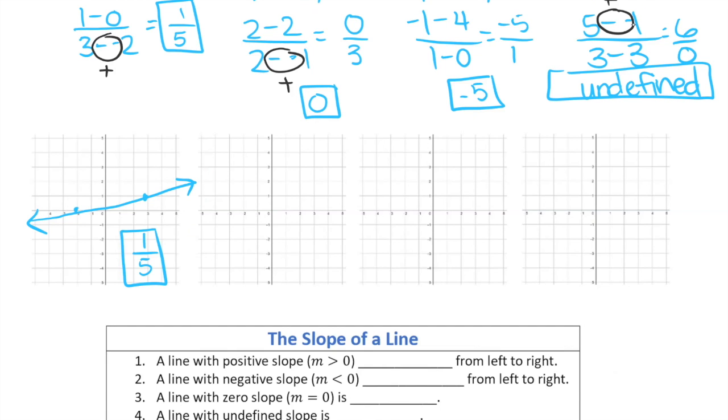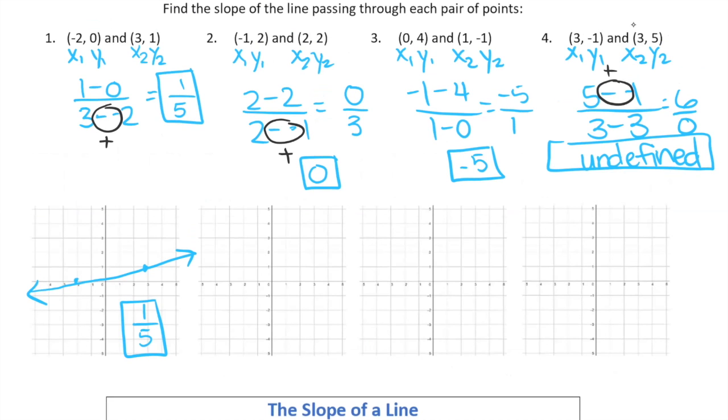This one, if I plot these 2 points, I've got -1, 2, and the point 2, 2. Okay, so this is a totally horizontal line, and horizontal lines, yes, do have a slope of 0. So I would get the same slope if I looked at it on the graph. 0, 4, there's that 0, 4 point, 1, -1, okay.